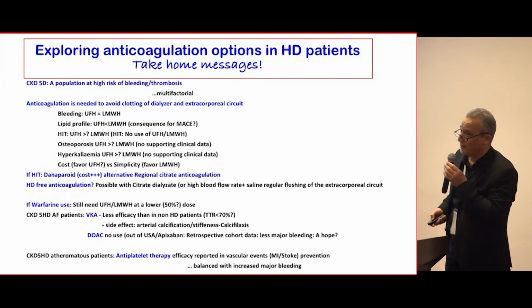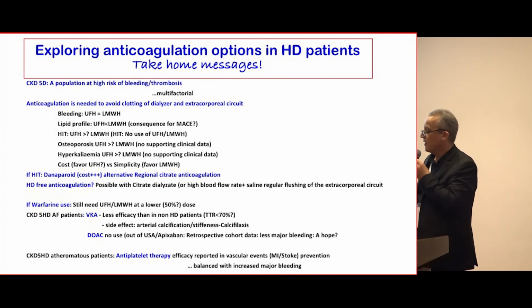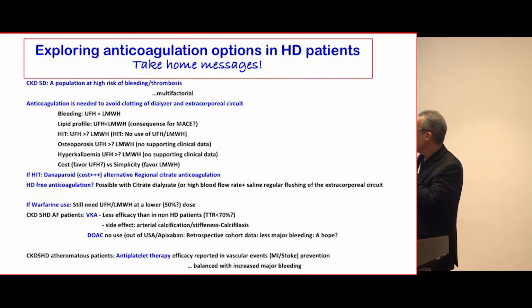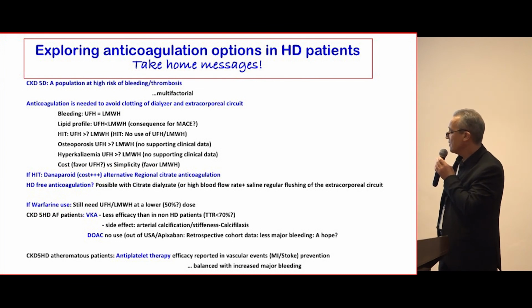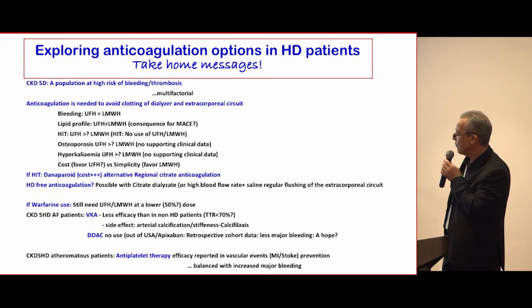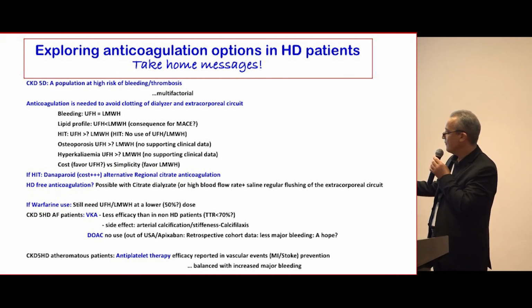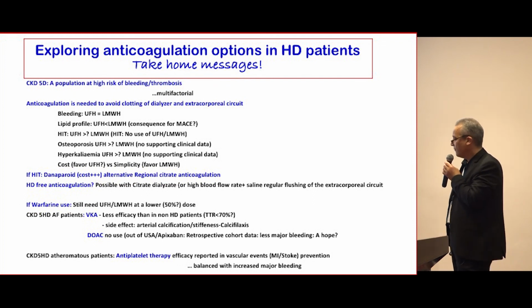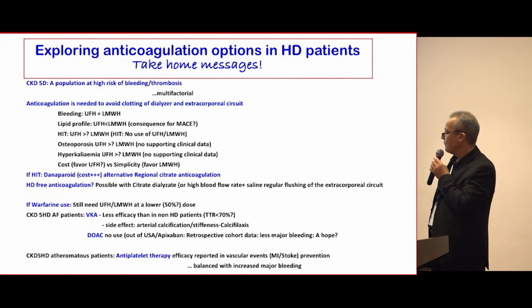So to conclude, dear colleagues, the take-home message is that CKD 5D is a population at high risk of bleeding and thrombosis, and this is multifactorial. Anticoagulation is needed to avoid clotting of the dialyzer and extracorporeal circuit, especially for bleeding, and unfractionated heparin is equal to low molecular weight heparin. For the lipid profile, maybe there is a benefit for low molecular weight heparin. We don't know the consequences for major atherosclerotic events. For HIT, maybe there is some benefit for unfractionated heparin.